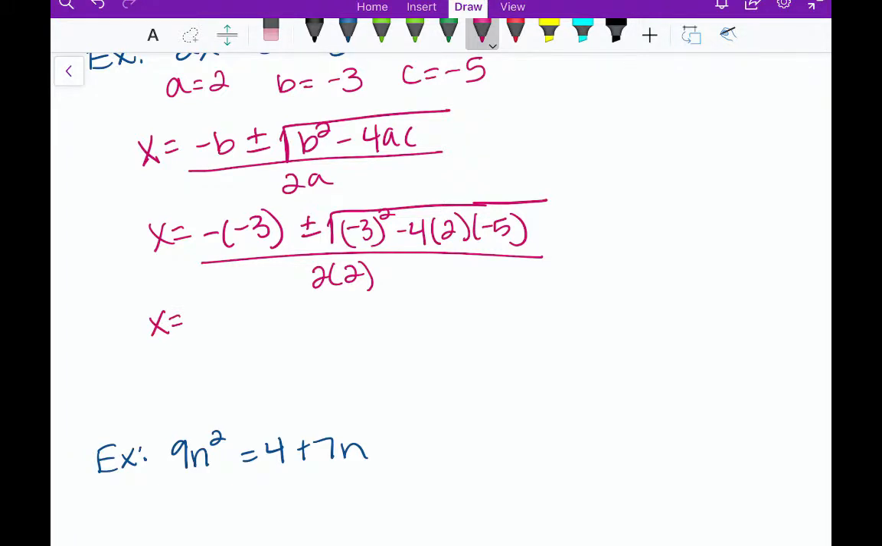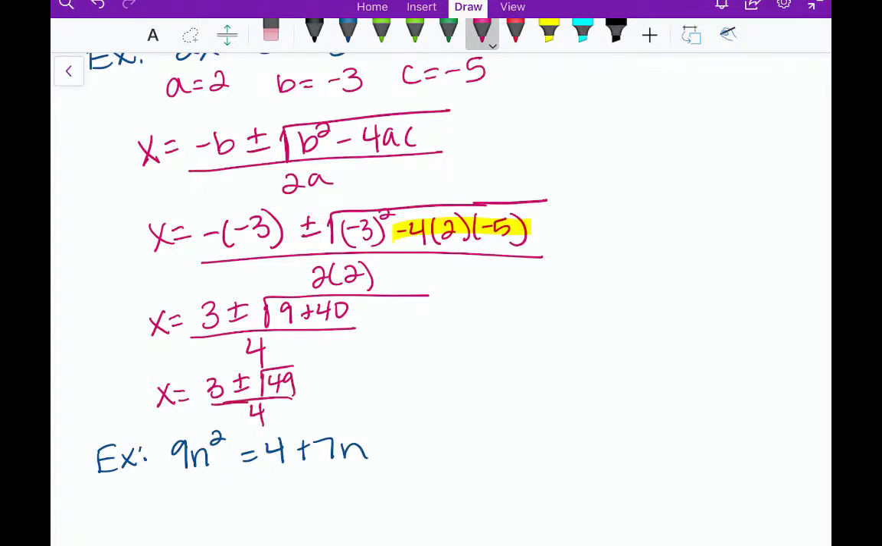So I'm going to simplify the negative b, so that's going to be a positive 3 plus or minus the square root of. I'm going to square the negative 3 first, which is 9, and then I've got negative 4 times 2 times negative 5. Negative 4 times 2 is negative 8. Negative 8 times negative 5 is a plus 40, all over 4. So that leaves me with 3 plus or minus the square root of 49 over 4.